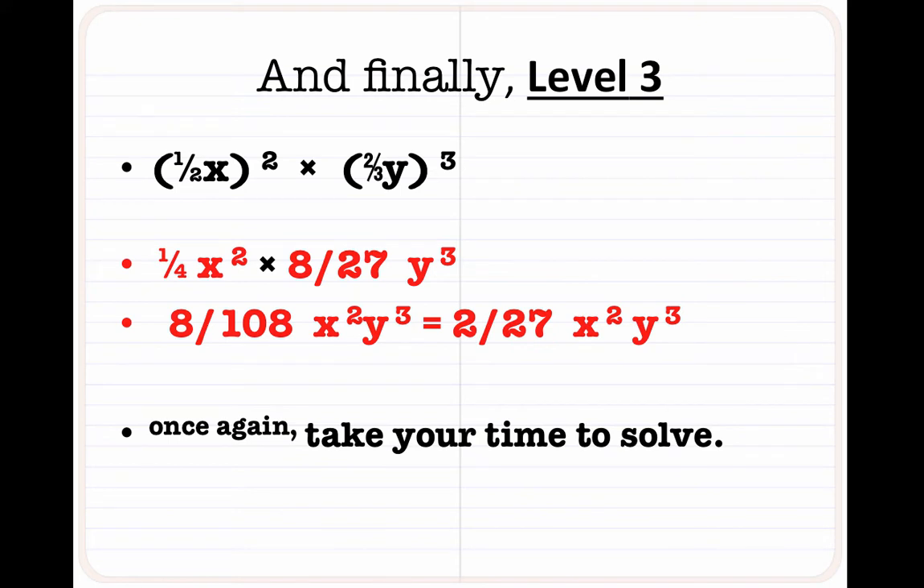Now, to solve it, you have to multiply the numerators with the numerators and the denominators with the denominators. That will be 1 times 8 over 4 times 27. The variables, you have to multiply them also. So this gives you 8 over 108 x squared y cubed, which when you simplify it, is equal to 2 over 27 x squared y cubed.